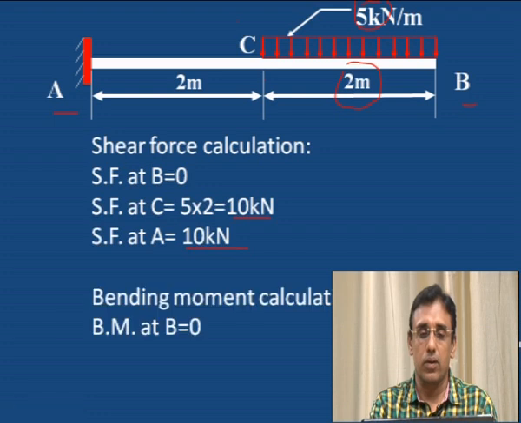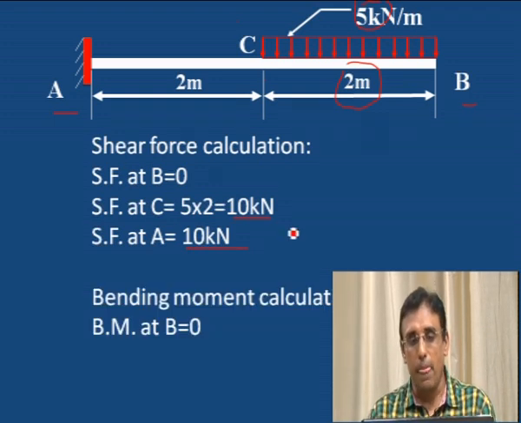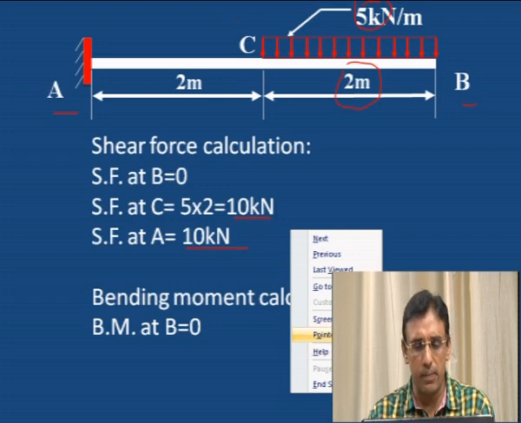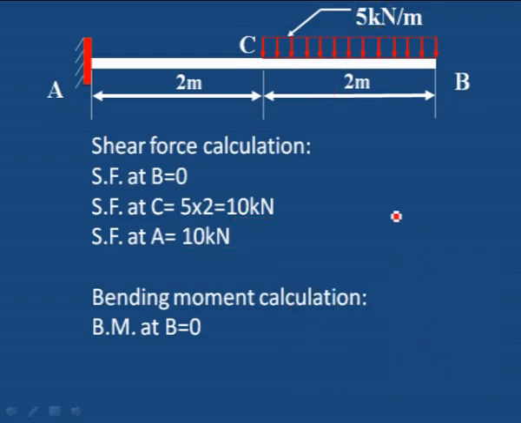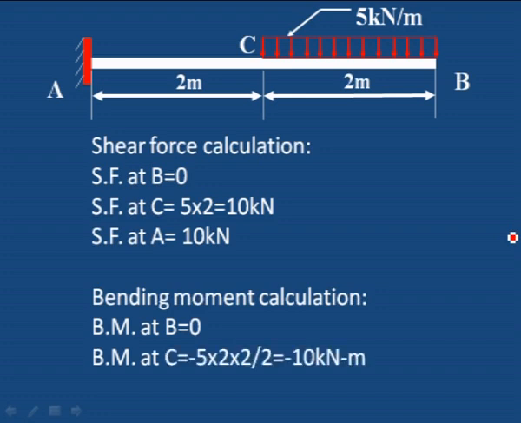Next, to calculate the bending moment at B, it is 0. For a cantilever beam, the bending moment will always be 0 at the free end. Next, bending moment at C.